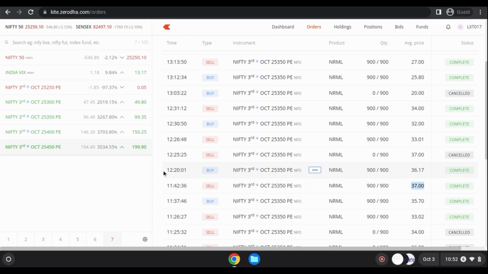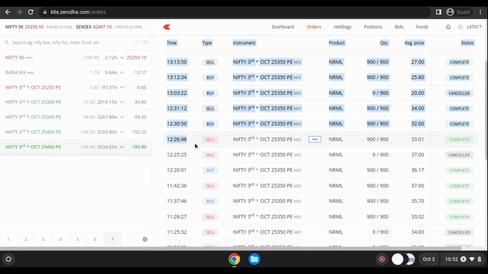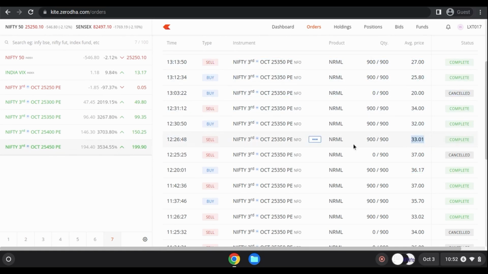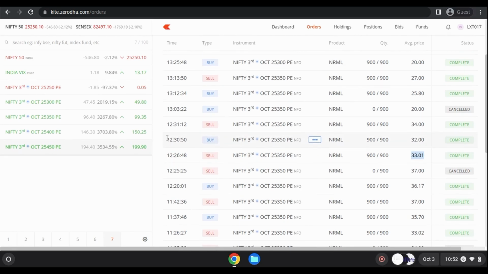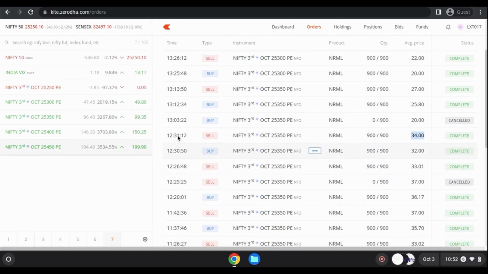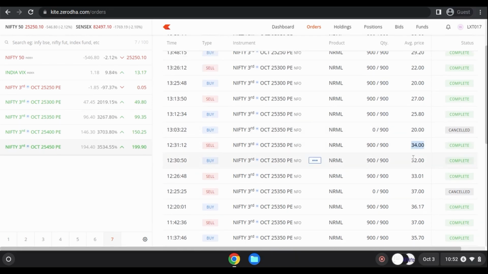And then I've again entered the trade at 12:20 p.m. at 36, and then I've closed that trade at 12:26 p.m. at 33 rupees. And then I've entered the trade again at 12:30 p.m. at 32, and then I've exited the trade at 12:31 at 34 rupees. Within a minute I've closed the trade again. I've captured 2 points here.